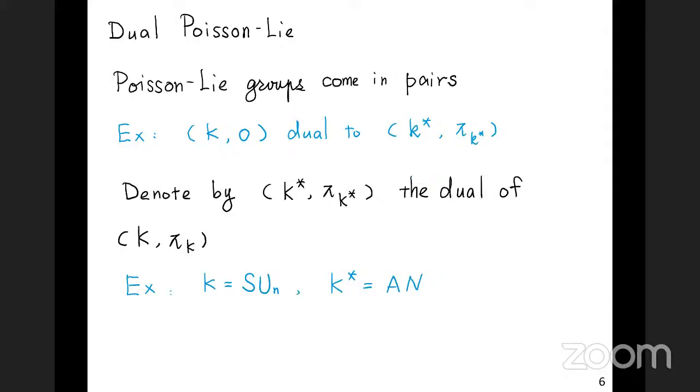So following, let me denote the dual of this by K star with Poisson structure pi K star.